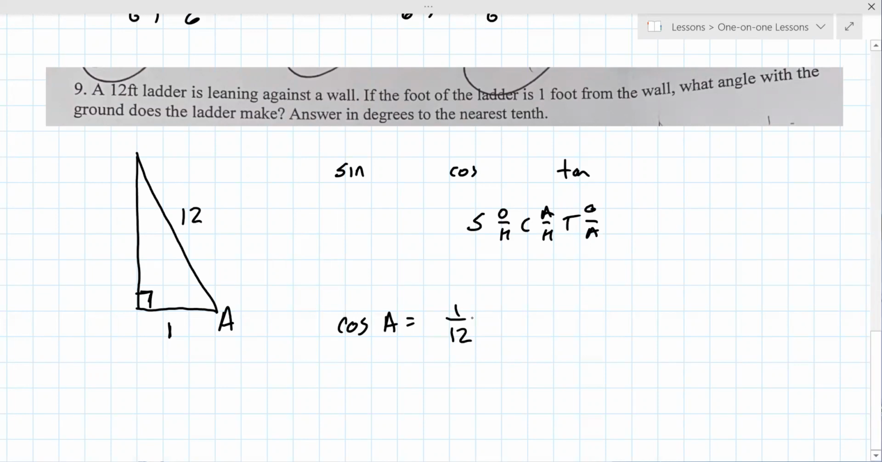Now, normally maybe you're used to being given the sides. Are you given the angle to find the sides? You have to undo cosine to get the angle. So A equals the cosine inverse of 1 over 12. You have to make sure your mode is in degrees.